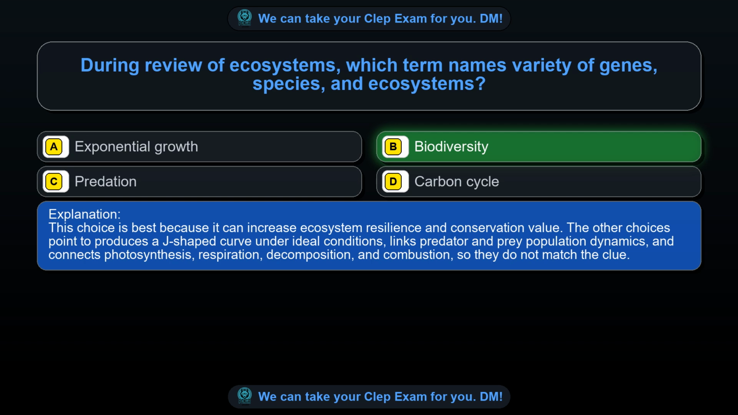This choice is best because it can increase ecosystem resilience and conservation value. The other choices point to what produces a J-shaped curve under ideal conditions, what links predator and prey population dynamics, and what connects photosynthesis, respiration, decomposition, and combustion, so they do not match the clue.